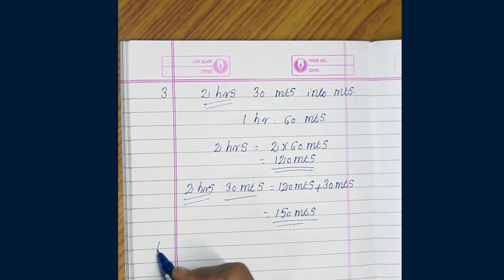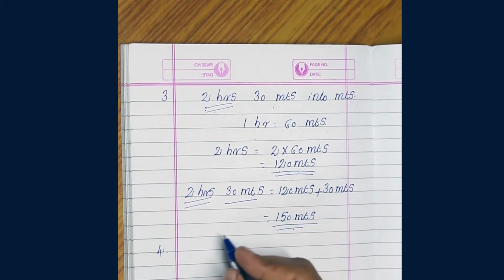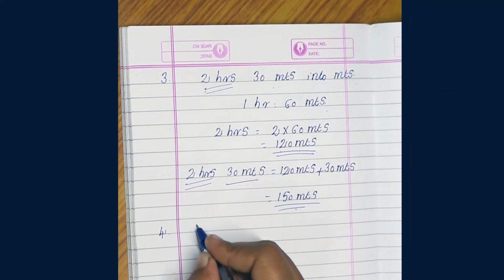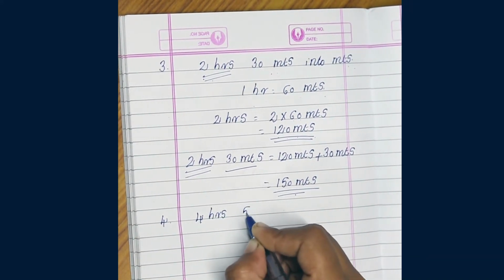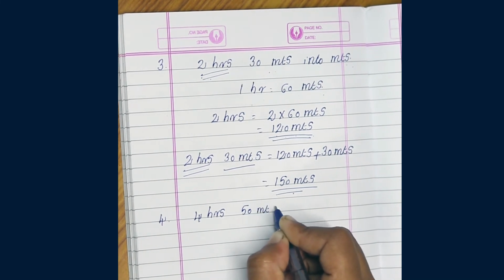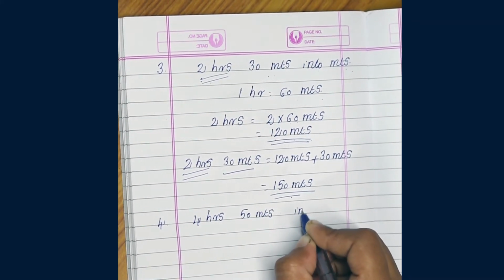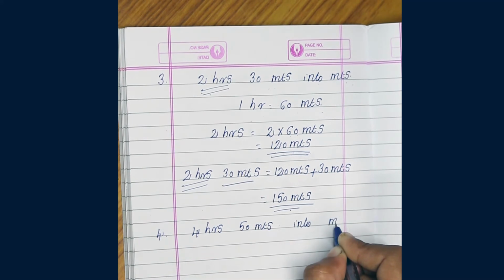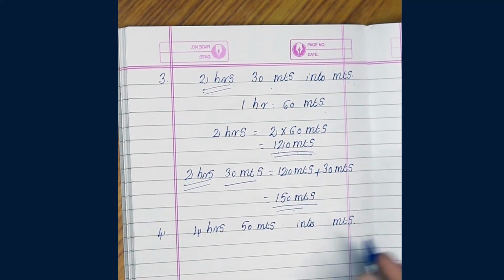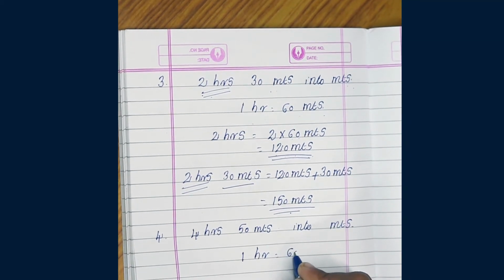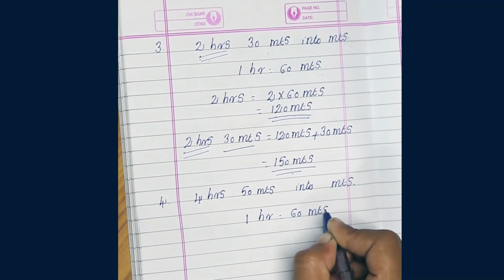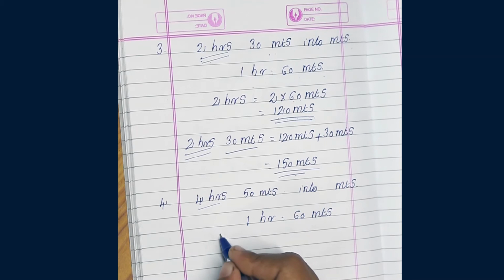Then our next problem, to convert 4 hours 50 minutes into minutes. Then we know that 1 hour equal 60 minutes. Here we want to convert 4 hours.